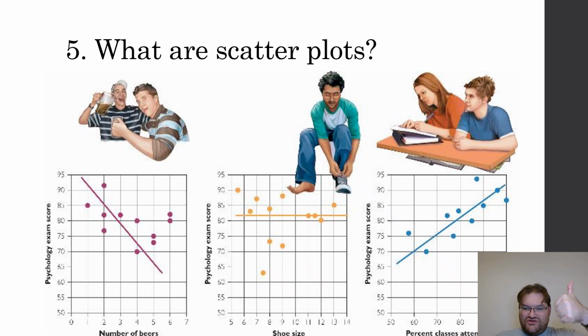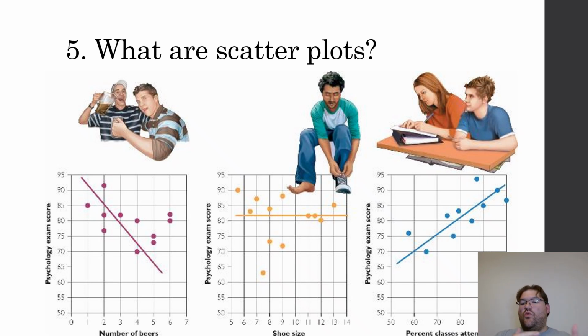What this scatter plot suggests, and what a correlation coefficient of 0.8 would suggest, is that as psychology exam scores increased, so did the percent of classes attended. And we could say the opposite. As psychology exam scores decreased, so did the percent of classes attended. Or we could say there's a relationship between the percentage of classes attended and psychology exam scores, right? We're clearly demonstrating that there is a link.